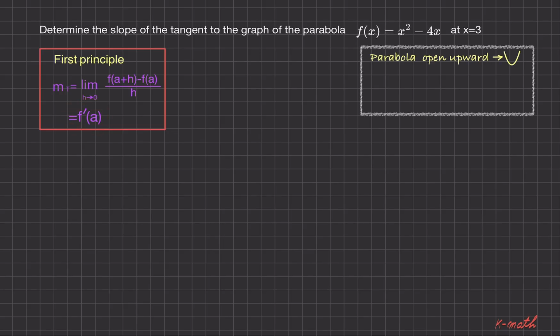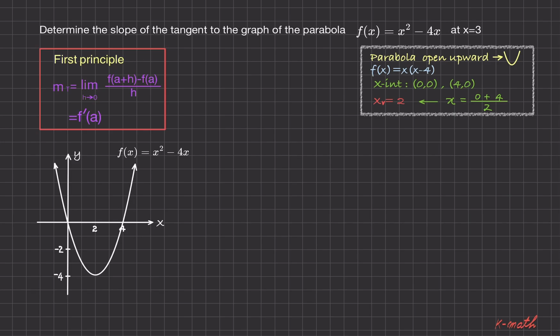This is a parabola that opens upward. We can factor the function as x times x minus 4. So the x-intercepts are 0 and 4. The vertex is right in the middle at x equals 2. So the graph looks something like this. We want to find the slope of the tangent line at x equals 3.